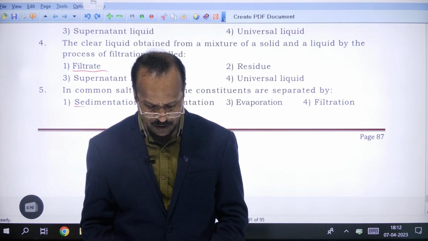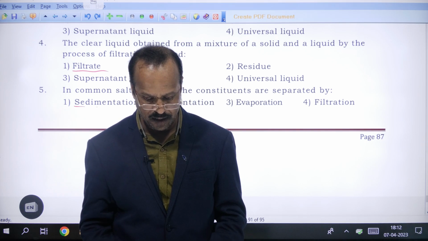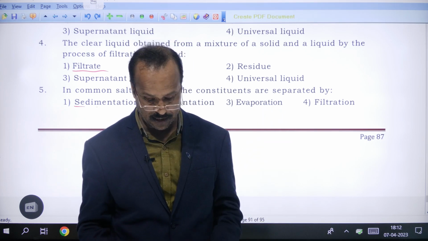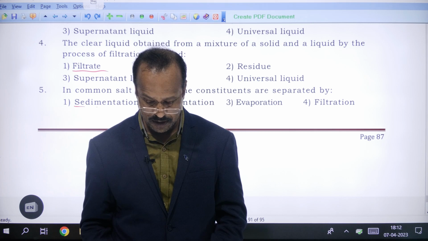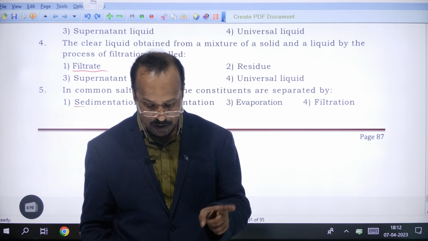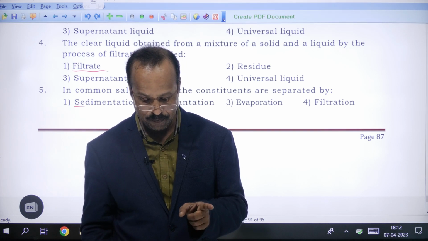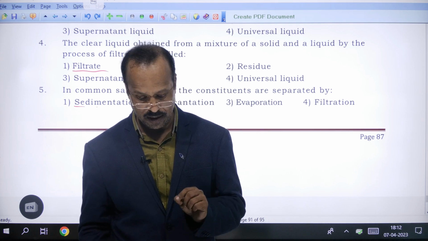Next, iodine in chloroform, they are separated by distillation, as we just discussed. Which of the following separation techniques is used to separate the liquid component of a solid liquid mixture? Solid liquid mixture.